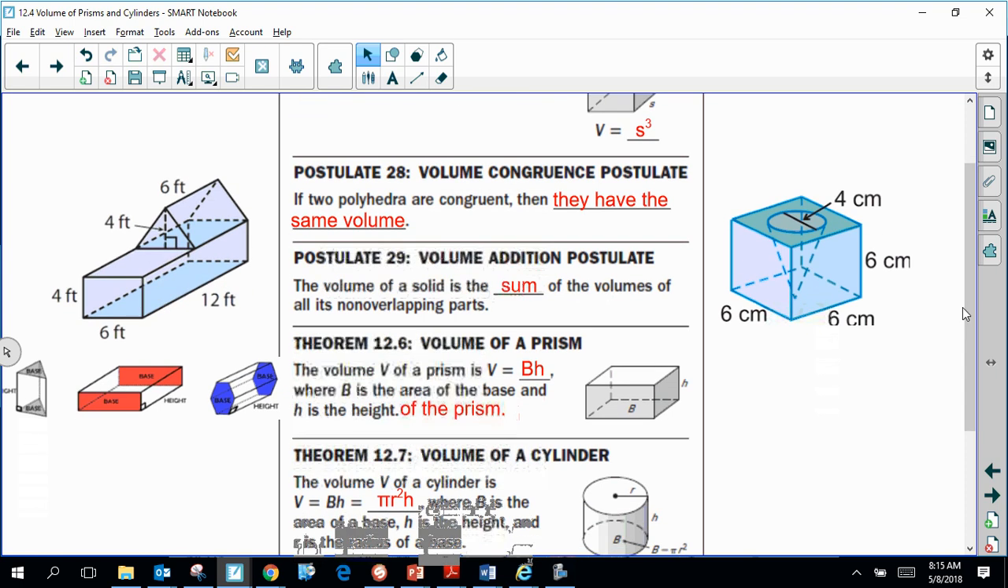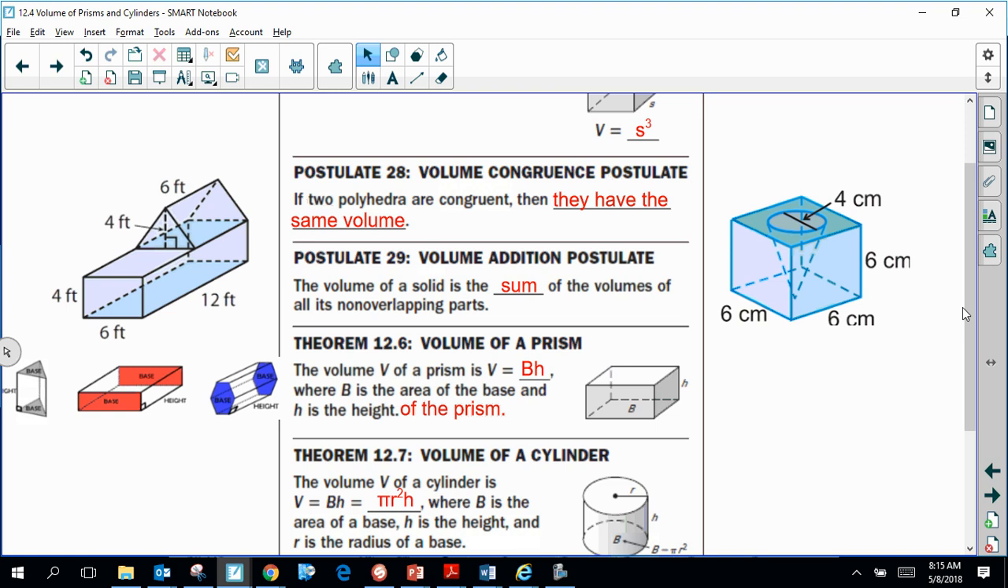Here, if polyhedra are congruent, then they have to have the same volume, which makes sense. Volume addition postulate says that if I have a composite shape, I either add or subtract volumes together. So for the image on the left, we would take the triangular prism and add it to the rectangular prism. For the one on the right, we would take the cube and subtract the cone that's been removed from it.